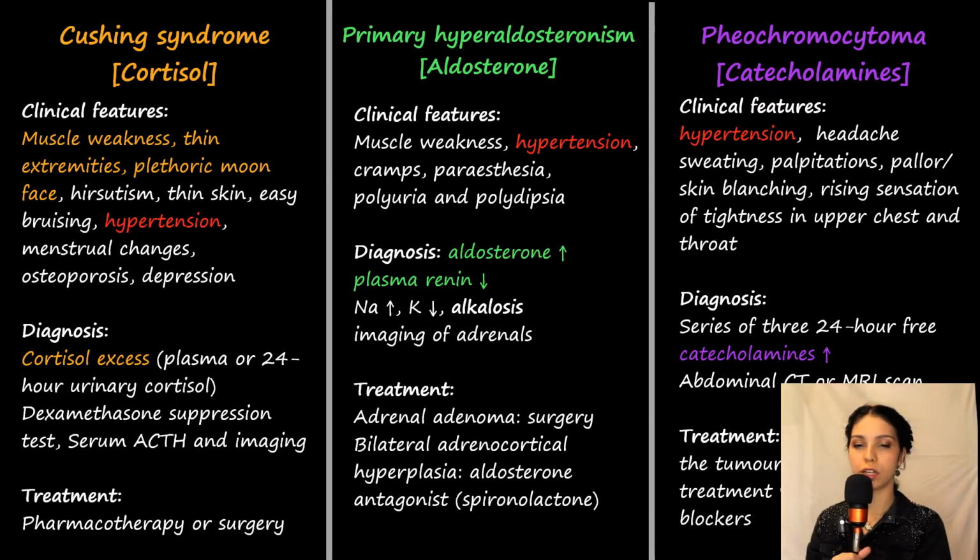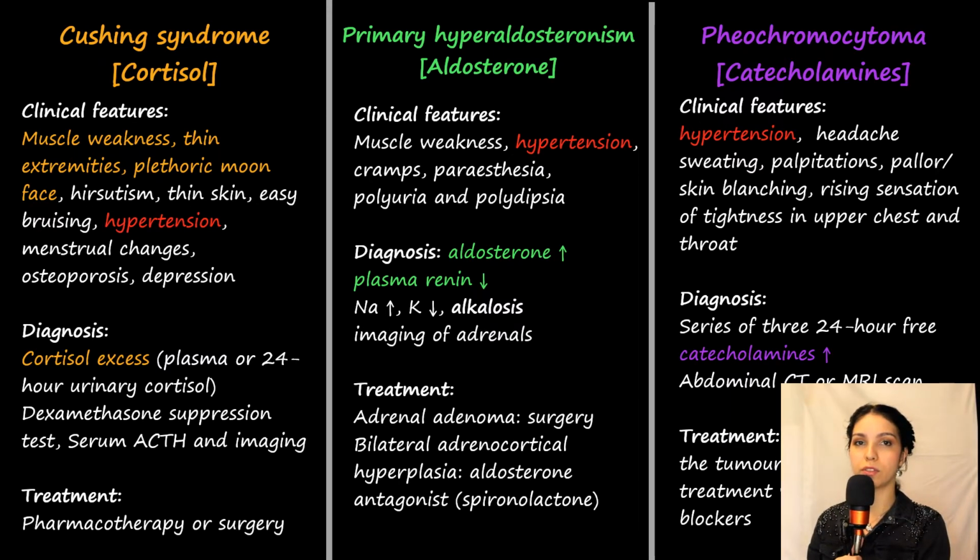Clinical features are proximal muscle weakness, central obesity, buffalo hump on neck. Cushing face is a plethora, moon face, and acne. Weakness, hirsutism, abdominal stria, thin skin, easy bruising, hypertension, hyperglycemia, menstrual changes, it could be amenorrhea, osteoporosis, psychiatric changes, and especially depression.